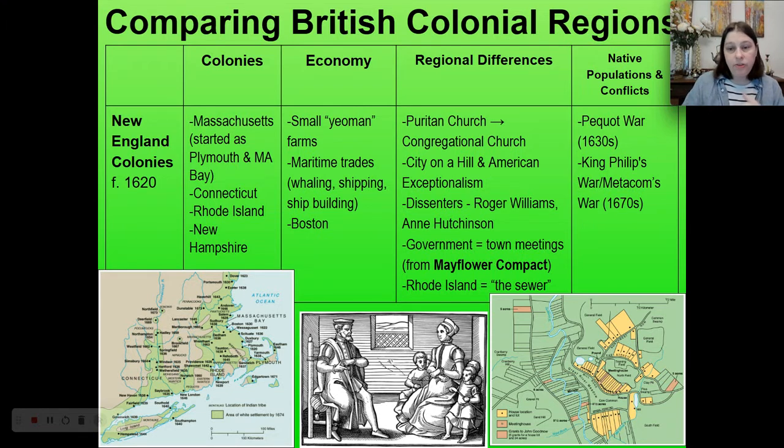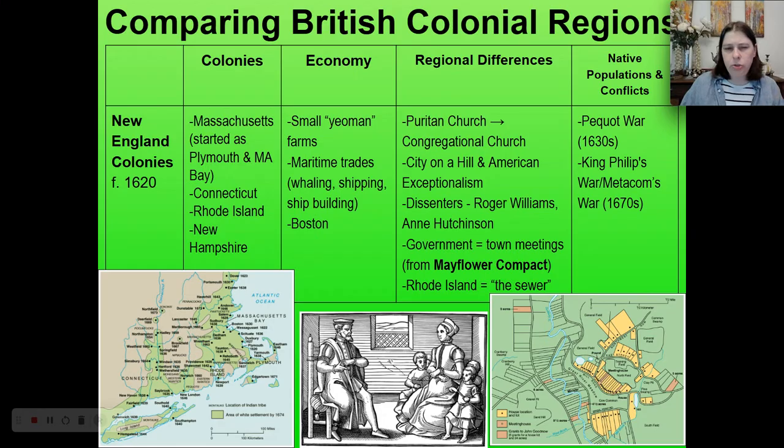Connecticut is founded by a man named Thomas Hooker, who's a Puritan minister who thinks that non-church members should be able to vote. Rhode Island is formed by Roger Williams, who is a Puritan minister who disagrees on several points with the Puritan ministers in Massachusetts Bay, including their treatment of Native Americans.